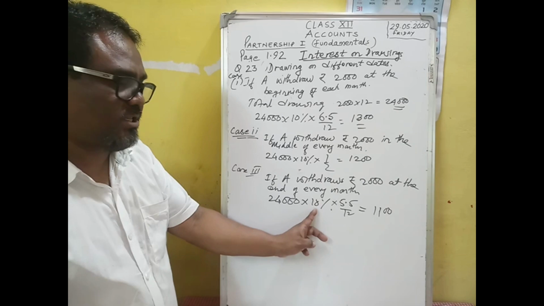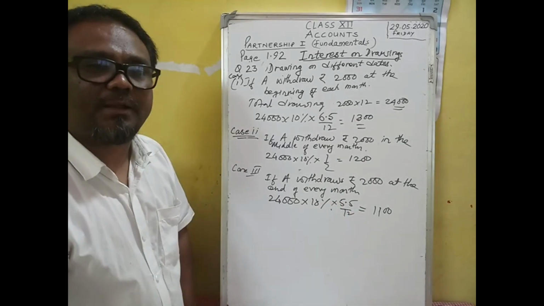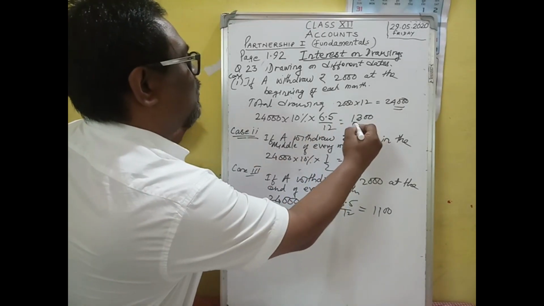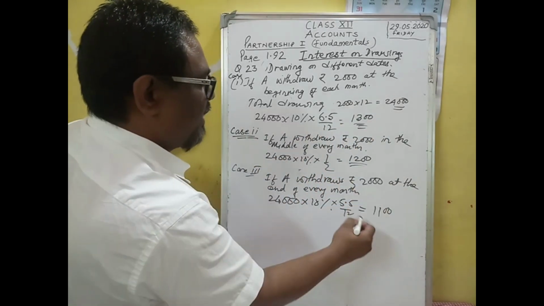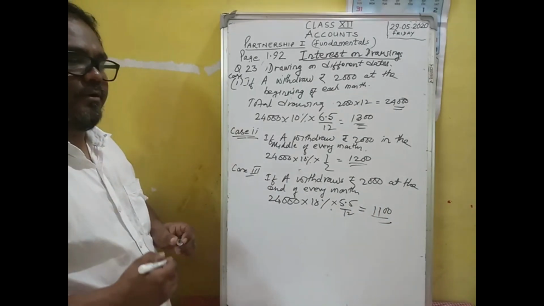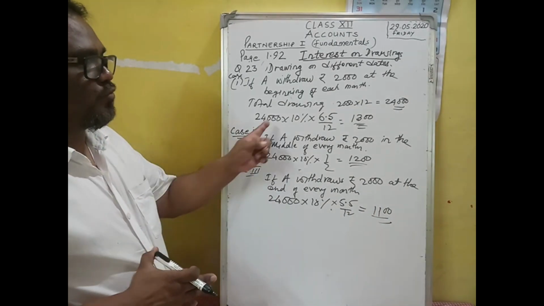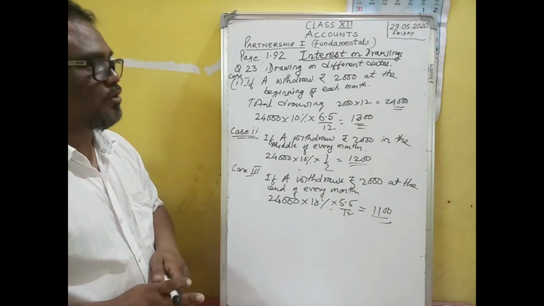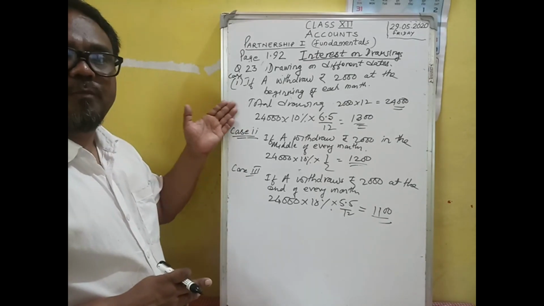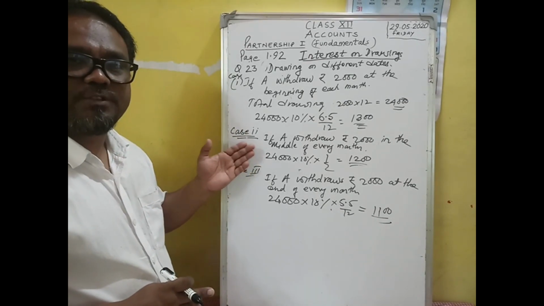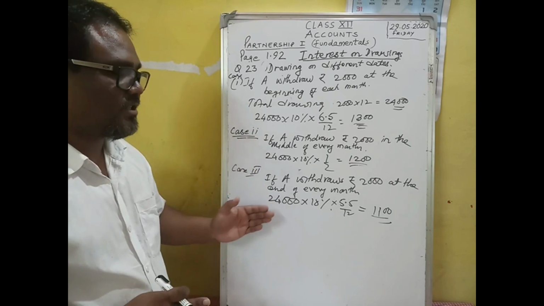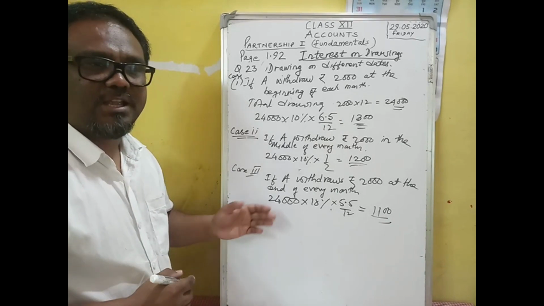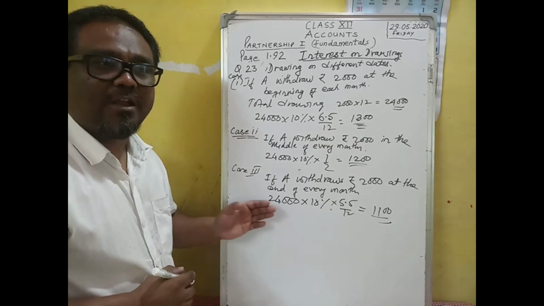24,000 into 10% into 5.5 divided by 12, that is 1100. So the first answer is 1300, the second answer is 1200, and the third answer is 1100. The first one is for 6.5 months, the second is for 6 months, and the third case is for 5.5 months, that is, the fixed amount is withdrawn at the end of every month.